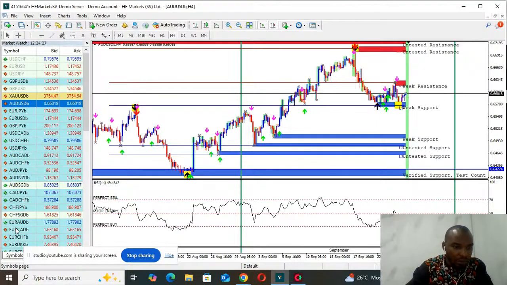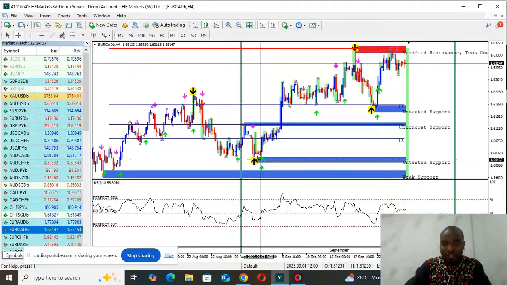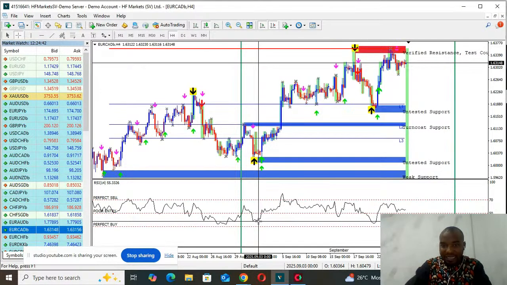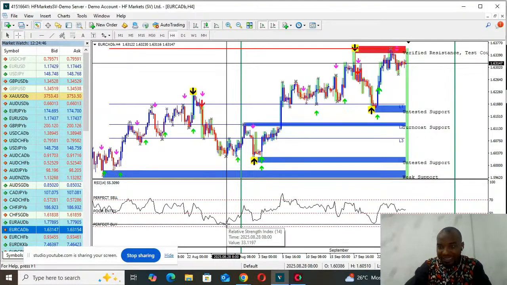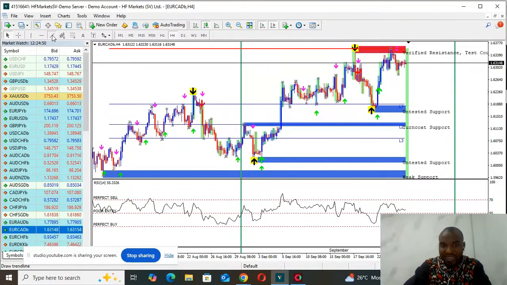Let's pick other pairs. Euro Cad, for example, the same thing. Euro Cad, perfect buy, swing. See it here. Market comes to a zone, untested. RSI 37. But if you watch carefully, it's coming from what? 32 here. What happened here? What we call divergence. Market is making a lower low. RSI is making what? A higher high.